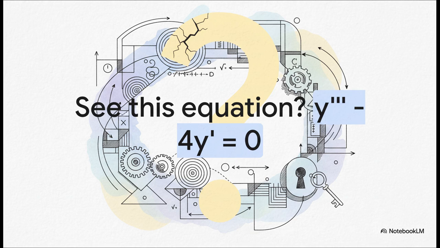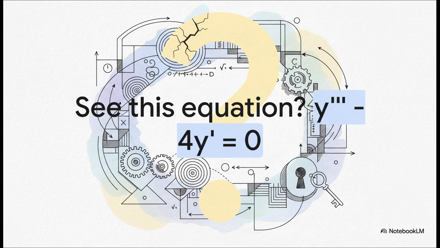All right, take a look at this beast. It's a third-order linear homogeneous differential equation with constant coefficients. Phew! Look, that's just a mouthful for saying all the derivatives are kind of just added up, the numbers in front of them are simple constants, and the whole thing equals zero. It looks pretty gnarly, right?